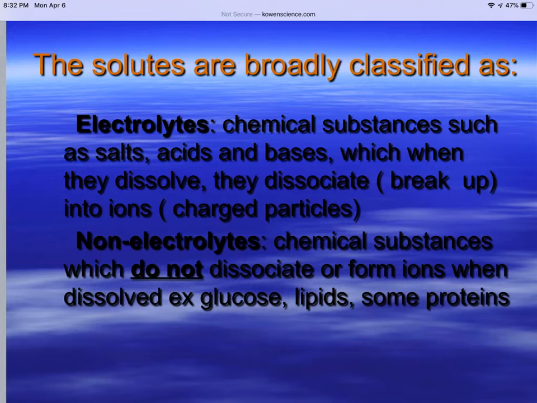The solutes are classified broadly as electrolytes or non-electrolytes. Electrolytes are chemical substances such as salts, acids, and bases. When they dissolve, they will dissociate or break down into ions. Ions are charged particles. Non-electrolytes are chemicals which do not break down to form ions. Examples of non-electrolytes would be glucose, lipids, and proteins. Examples of electrolytes would be sodium, magnesium, and potassium.